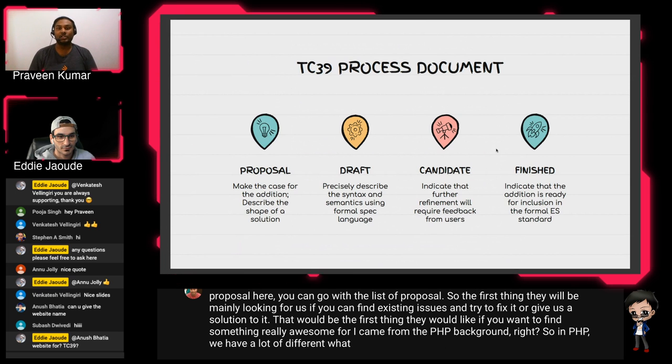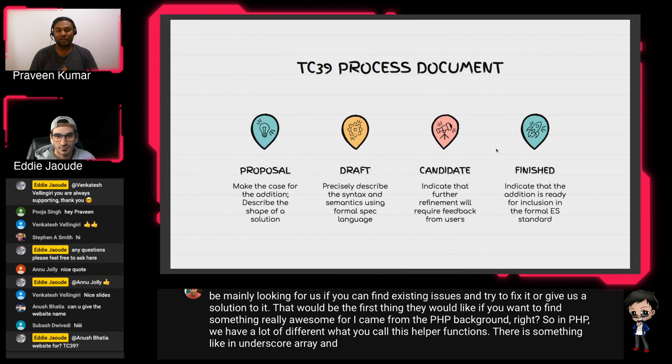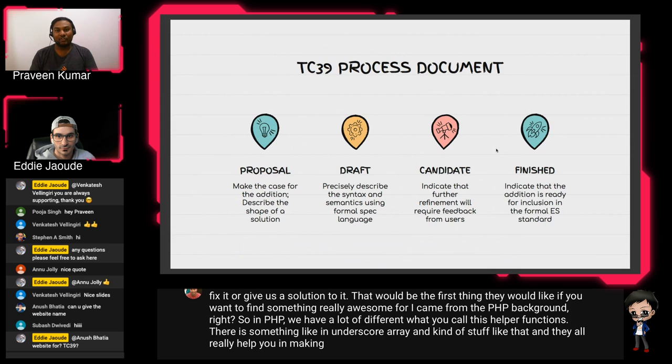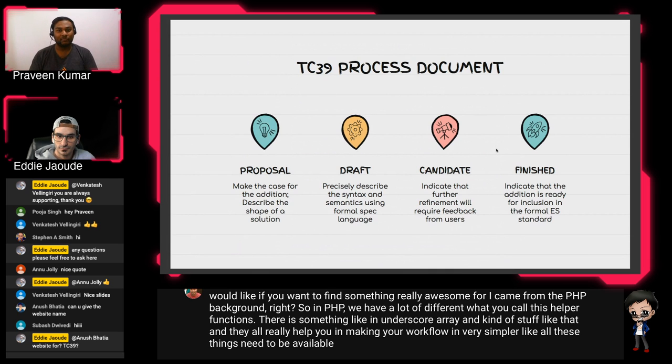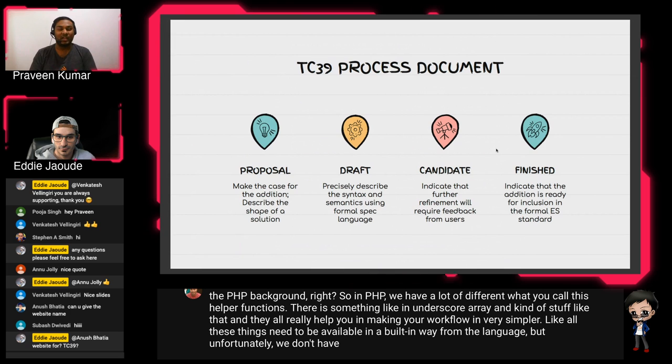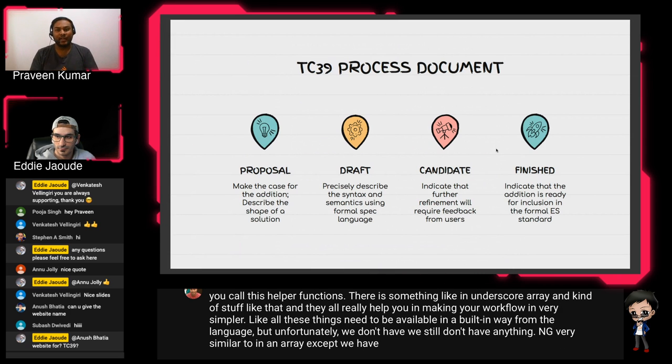Helper functions. There is something like in_array and that kind of stuff. They all really help you in making your workflow much simpler. All these things need to be available in a built-in way from the language. But unfortunately, we still don't have anything very similar to in_array, except we have array.indexOf kind of thing.